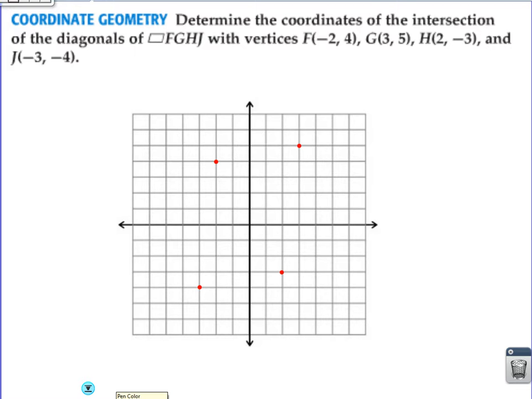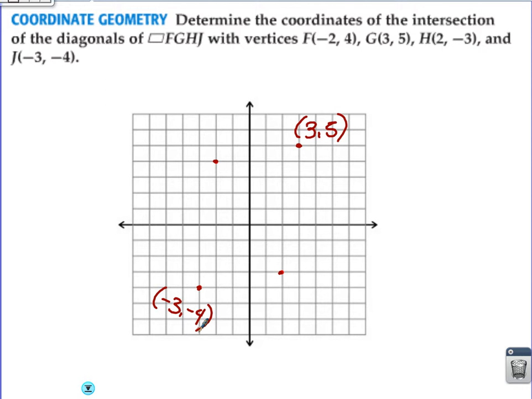So if the diagonals are going to cross at the midpoint, can I not just find the midpoint of these two? Or I can find the midpoint of these two, and is that not where the diagonals are going to intersect? That's the easy way. So this is the point (3, 5), and we'll check it. This is the point (-3, -4). Guys, hopefully by this point, you're pretty good at finding midpoints, right? Add your x's, divide by 2. Add your y's, divide by 2. Riley, do that for me.